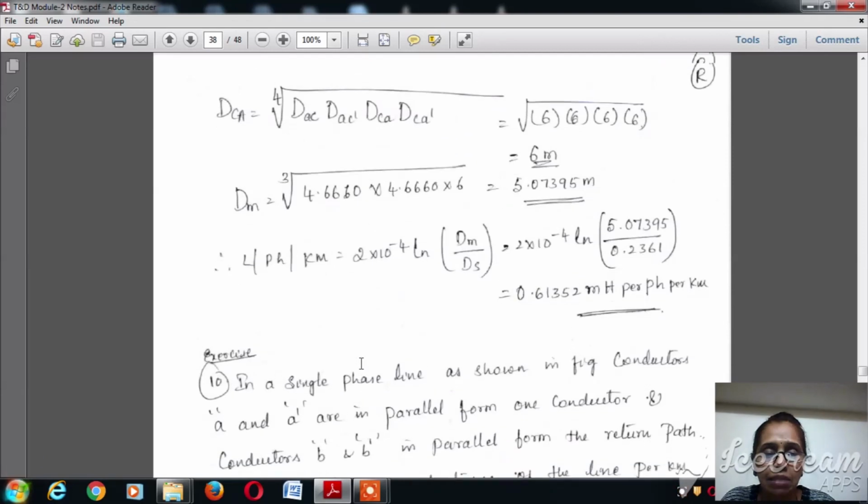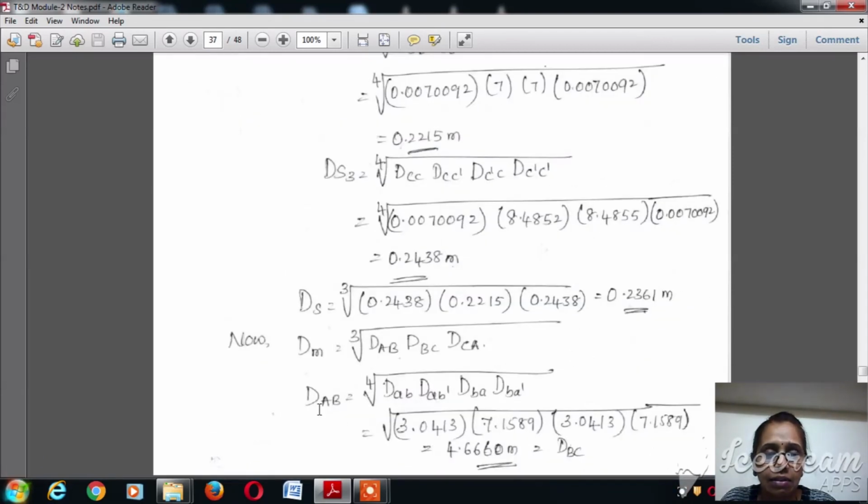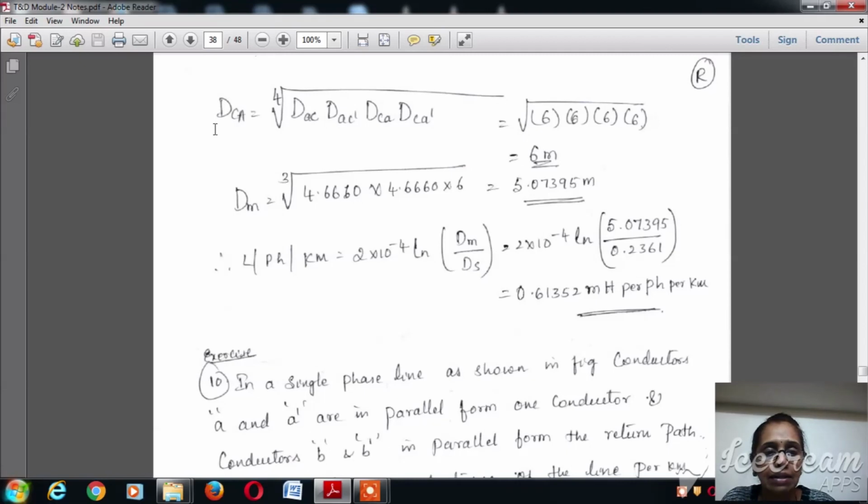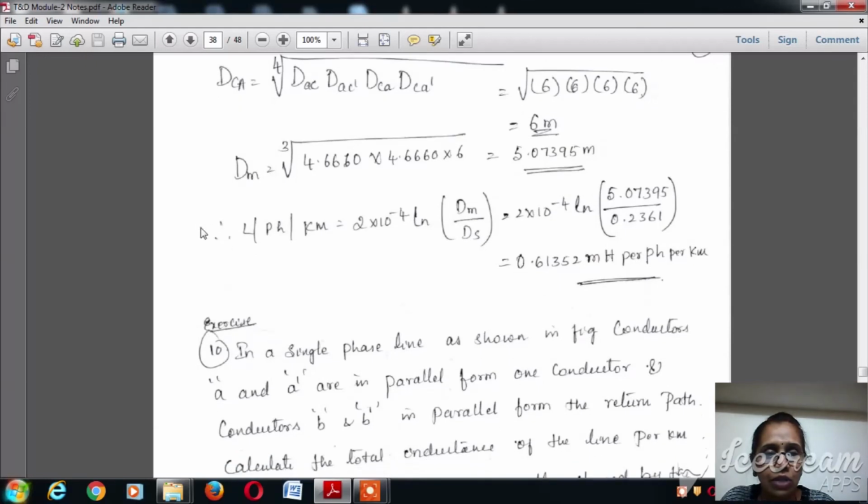DAB is nothing but the mutual GMD between A and B conductors. So fourth root of DAB, DAB dash, DBA and DBA dash. We know all the values, calculate. Similarly, calculate for DCA, fourth root of DAC, DAC dash, DA dash C and DA dash C dash. So calculate all the values and then get the value for Dm equal to cube root of DAB into DBC into DCA. So calculate all these values.